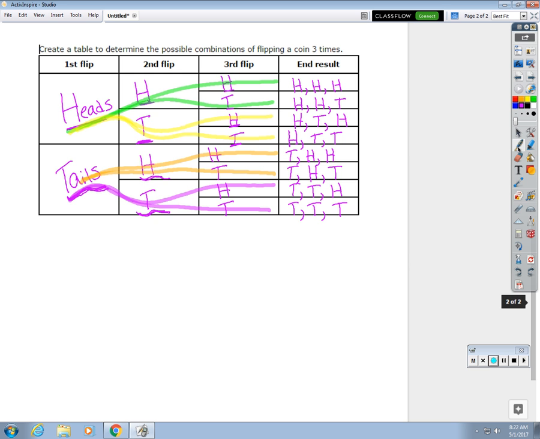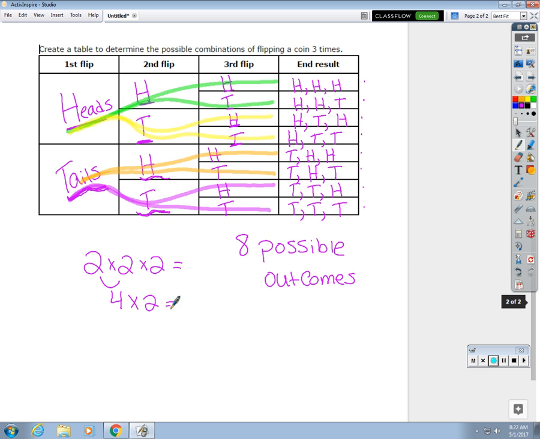So then we just add up the end results. This is 1, 2, 3, 4, 5, 6, 7, 8. So there are 8 possible outcomes. Okay? Or since there's 2 sides to a coin, and we're doing that 3 times, we would do 2 times 2 times 2, and 2 times 2 is 4, and 4 times 2 equals the 8, and that's where we get our 8 possible outcomes.